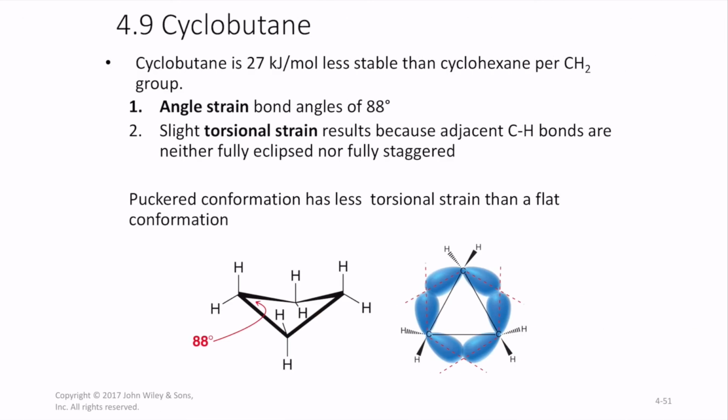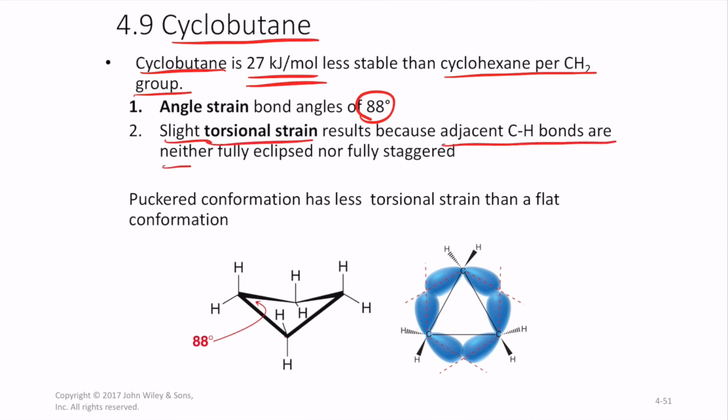So let's start with cyclobutane. Cyclobutane is 27 kilojoules per mole less stable than cyclohexane per CH2 group. The angle strain between the structures is 88 degrees, and any slight torsional strain results in adjacent CH bonds being neither fully eclipsed nor fully staggered, meaning that when you try to bend these bonds, the bond bending can never be too close, can never be too far. So that is the idea behind cyclobutane.